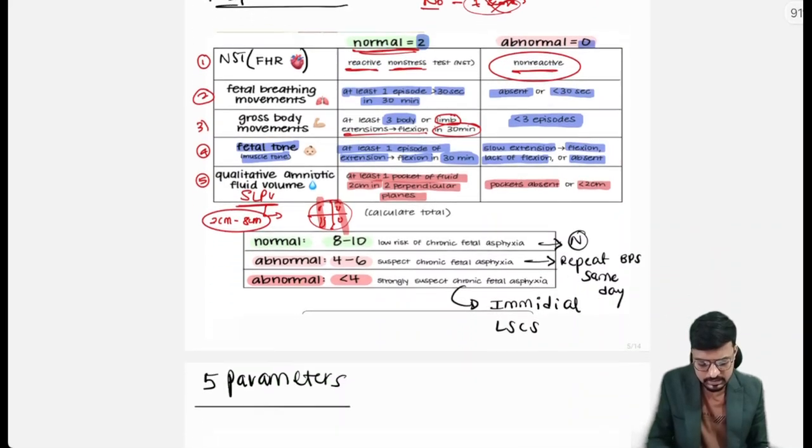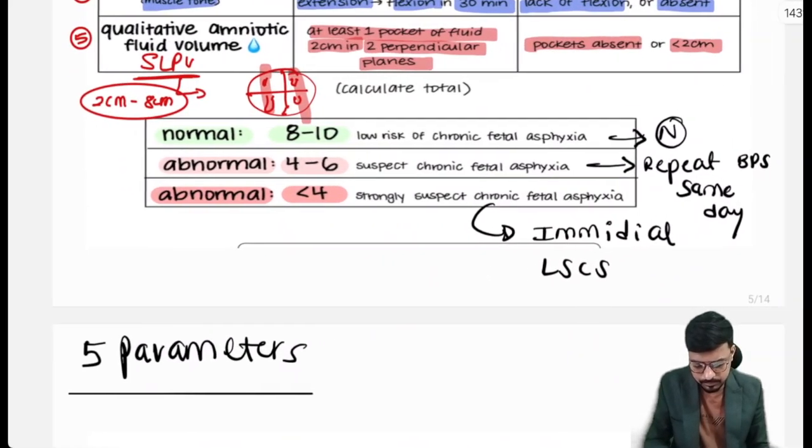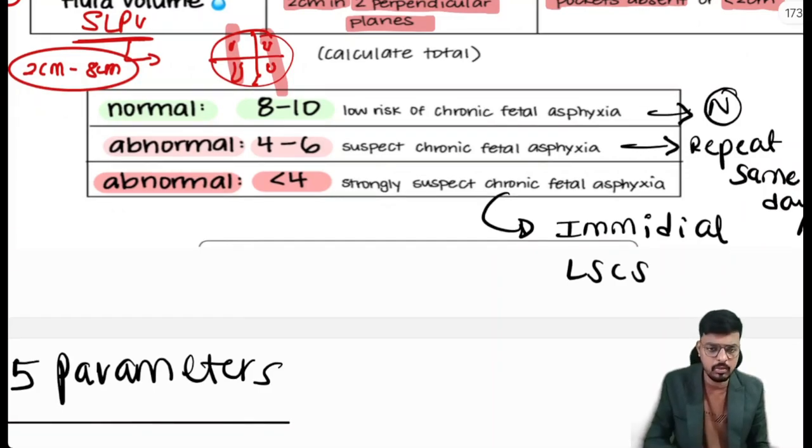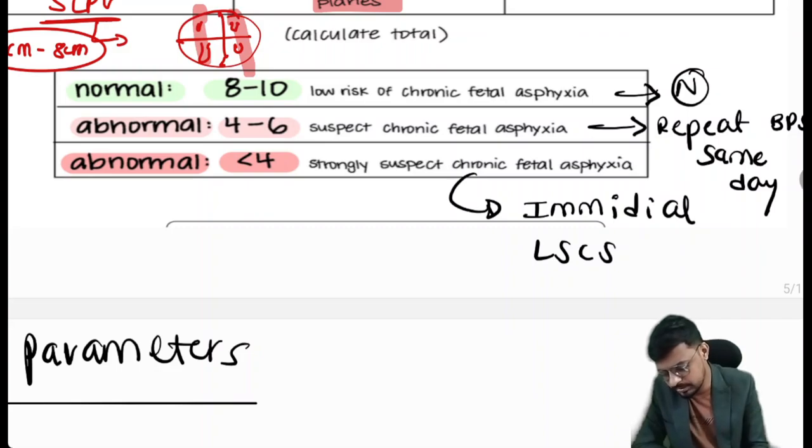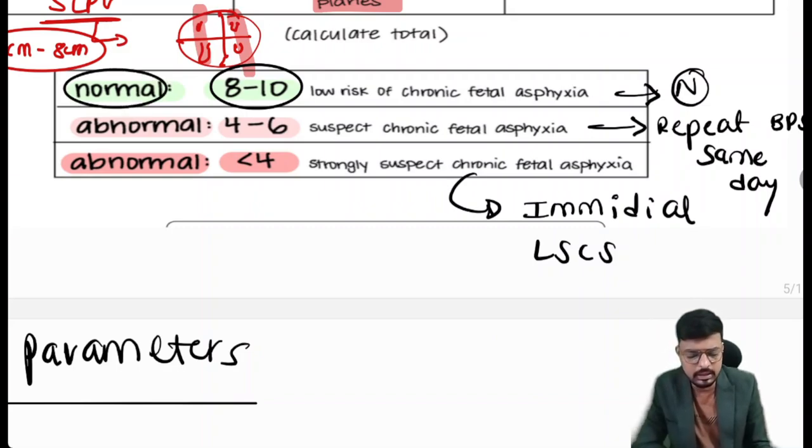Let's interpret the scoring, and what the next intervention is after the biophysical score. If the biophysical score is coming 10 to 8, that is normal. That indicates a very low risk of fetal hypoxia. So that is normal, no need to do anything.